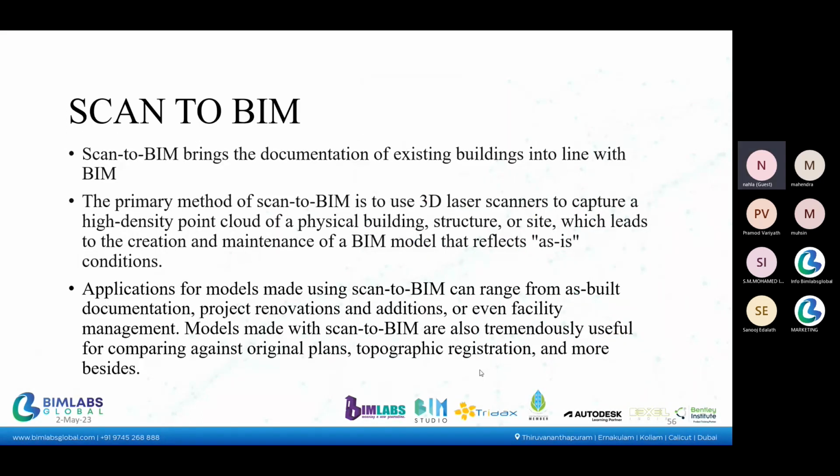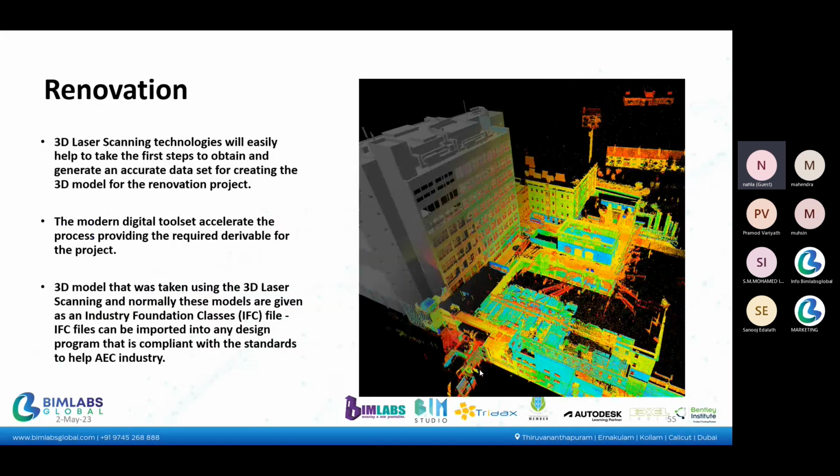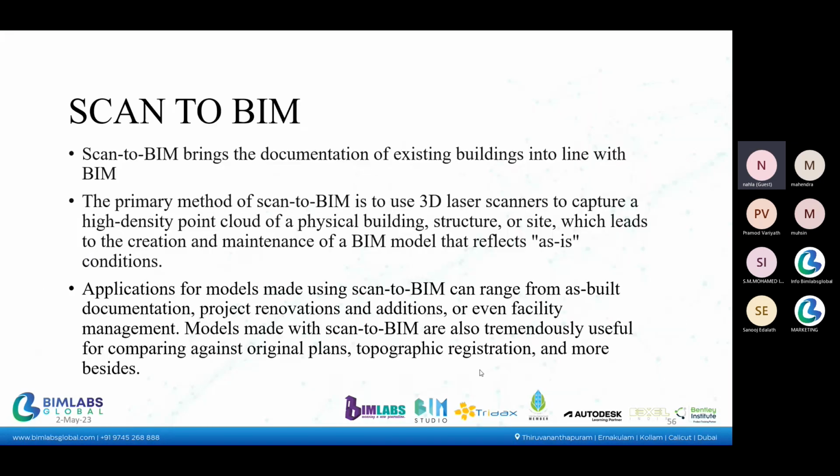Then scan to BIM. Scan is the same as I told about the renovation. It's a technique where 3D laser scanners are used to capture high density point cloud models. Point cloud models will be generated, and that can be opened in Recap, and then we can open that point cloud model in Revit. Then we can trace through the model, and we can plan the renovation and all.